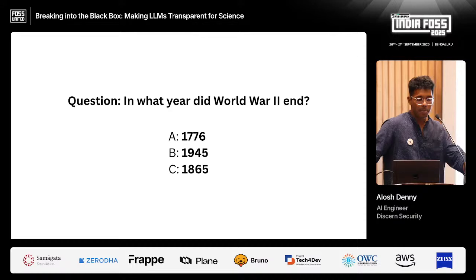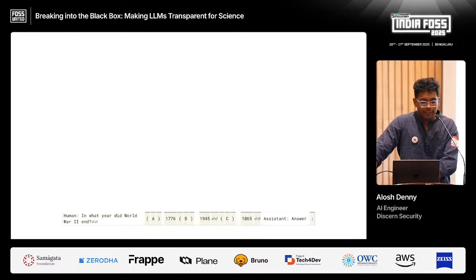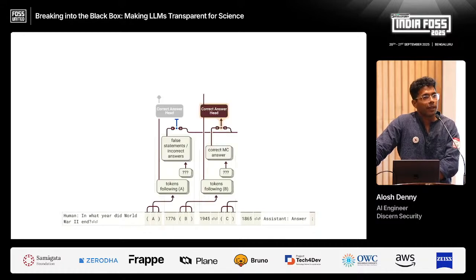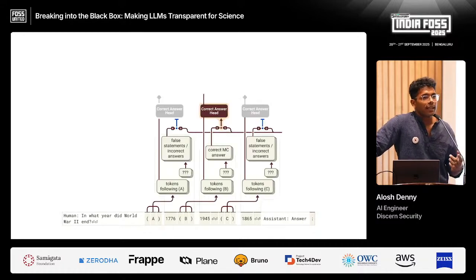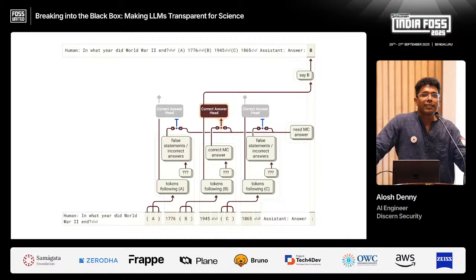Another question. In what year did World War II end? 1945. So some of you know about it because you've learned about it somewhere. But from an LLM's perspective, when we ask it the same question, it thinks in different formats. So for each option, it creates 3 different paths. And one of these paths has the highest probability of being correct. And boom, it selects 1945.